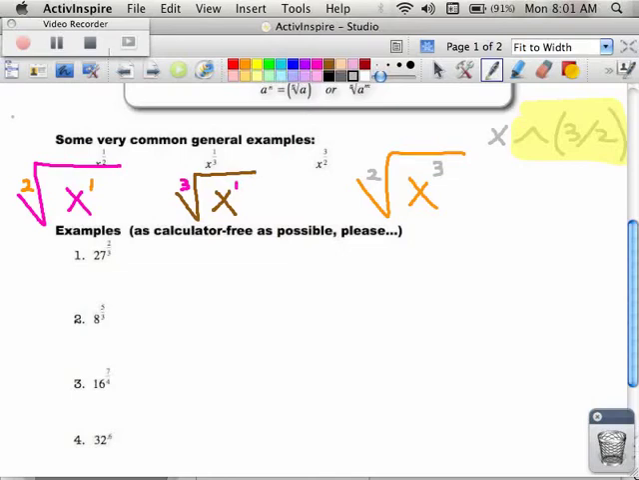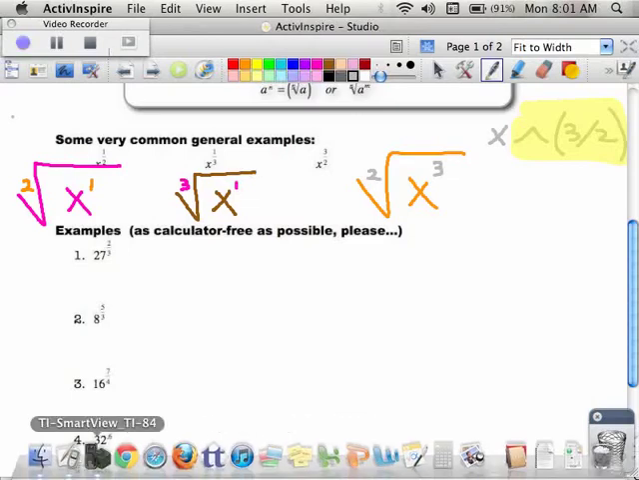So I'm going to show you how to do some things with the calculator, and then I'm going to show you how to do them without. So in case your calculator ever dies, you can do it both ways. So let's take a look at our calculator first.